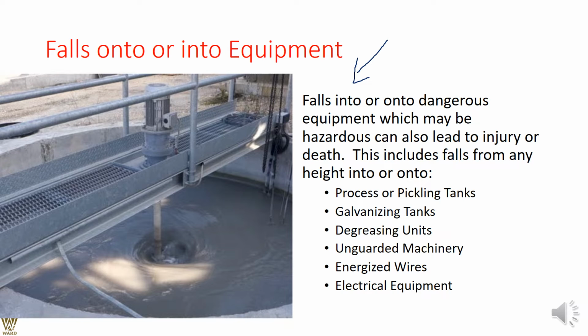Basically, the process of pickling tanks that we talk about, galvanizing tanks that we're looking into, degreasing units, unguarded machinery. A major thing that comes around is unguarded machinery. Now we need to put in rails, I suppose. If there are rails, nothing like it. But there are certain companies who might not be putting them in, along with energized wire and electrical equipment.